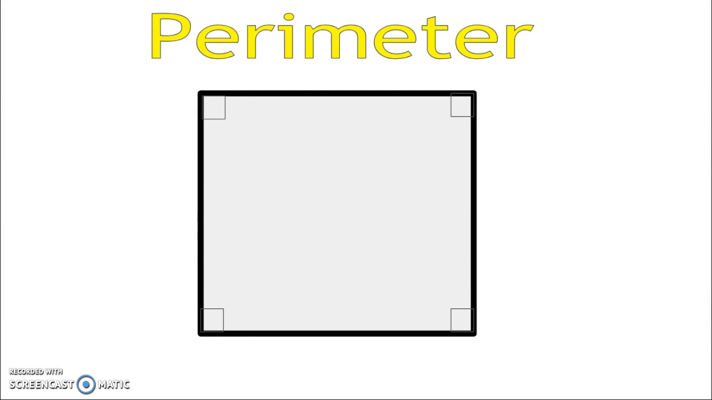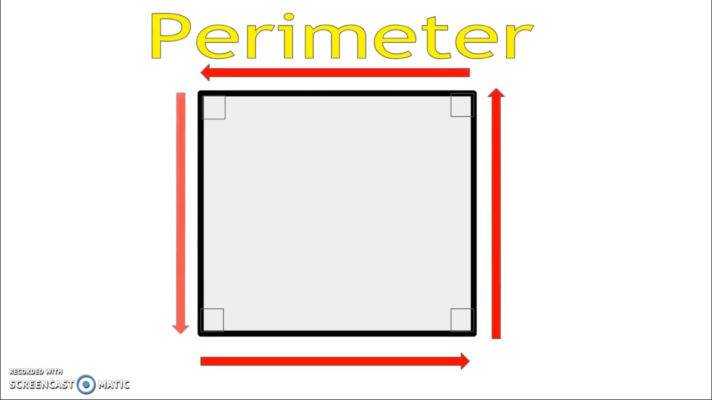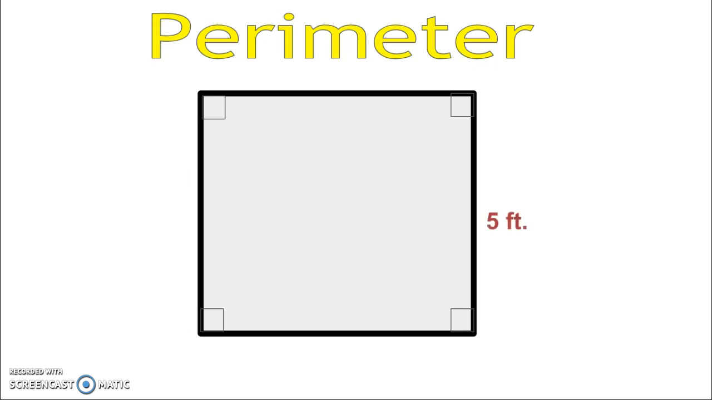So if we want to find the perimeter of the square, we're going to go all the way around the square. We add up the distance all the way around, and that will give us the perimeter. For example, let's picture that each one of these sides is 5 feet. If we add them all up, the distance around the square is going to be 20 feet. It's as simple as that.